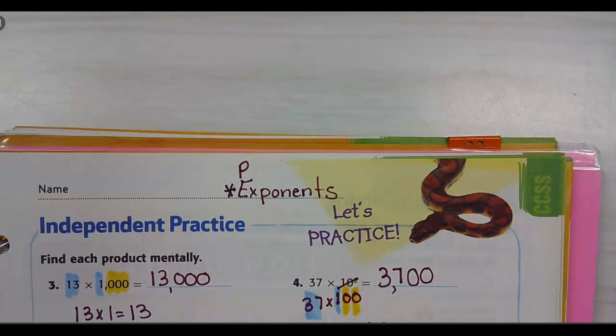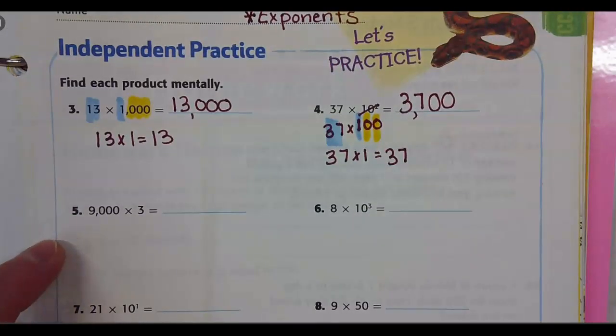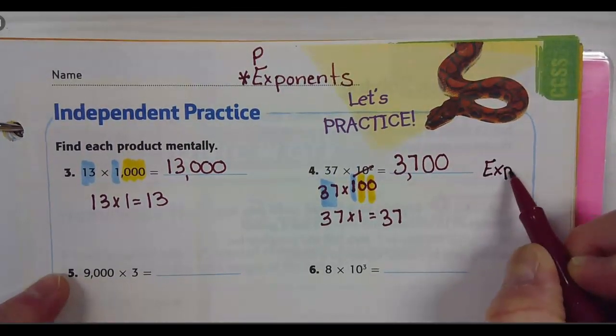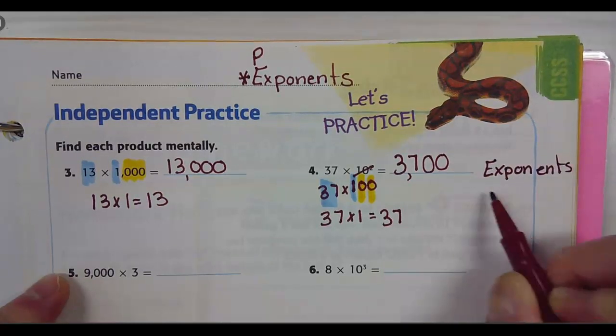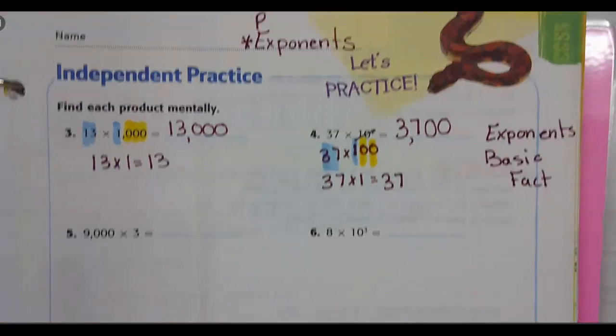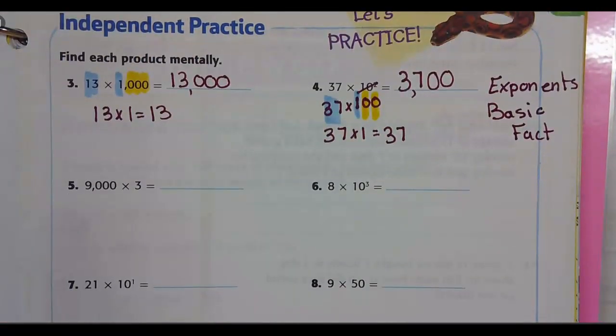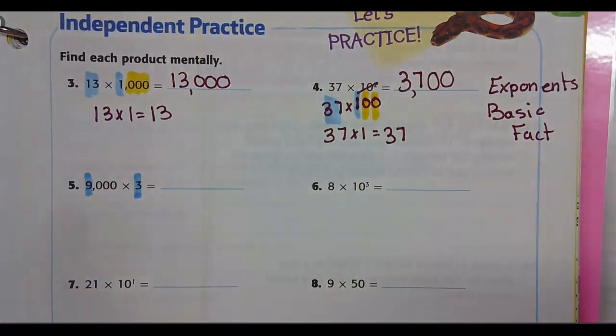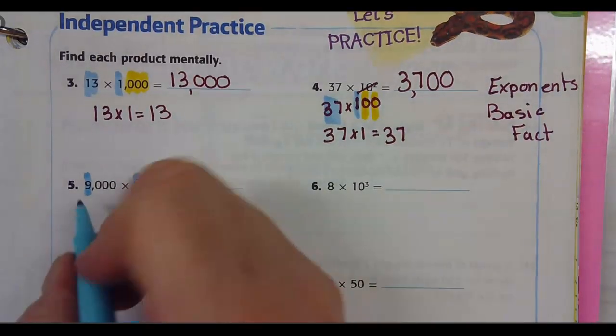Do I have any exponents in number 5? No. So if I don't have any exponents in number 5, then the next job I want to do is I want to get the basic facts. So I'm going to put on the side, I want to do exponents. And then I want to figure out what my basic fact is. What do you think my basic fact for number 5 is? Without the zeros would give me what? 9 times 3. Yep, so without the zeros, I have 9 times 3.